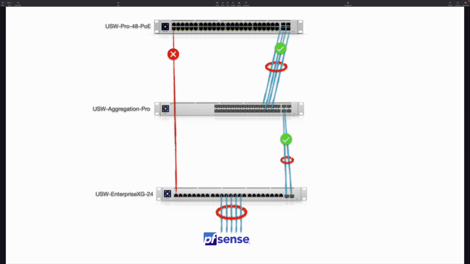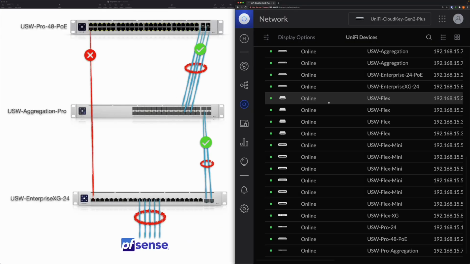After plugging in this redundant Ethernet cable, there's a loop. So if the system doesn't take any action, there will be disaster. The network won't be usable anymore. On the right side of the screen, I show the UniFi network controller. Let me find the USW Pro 48, the very first switch on the left side.